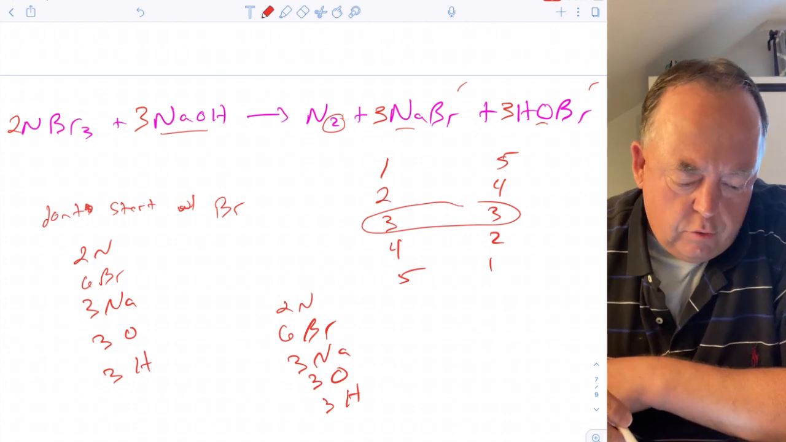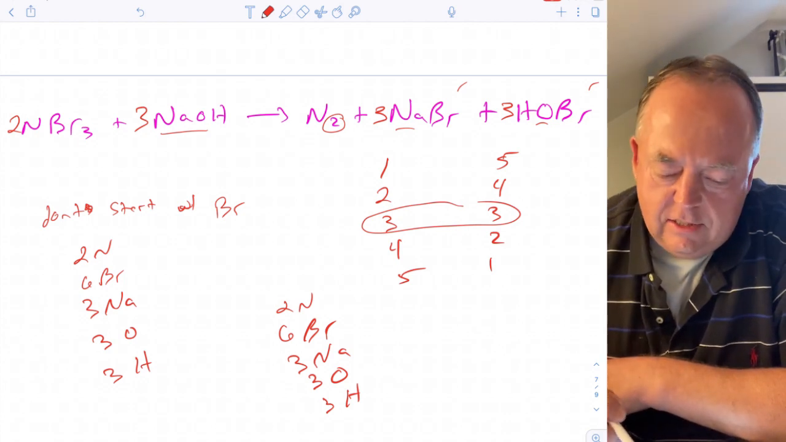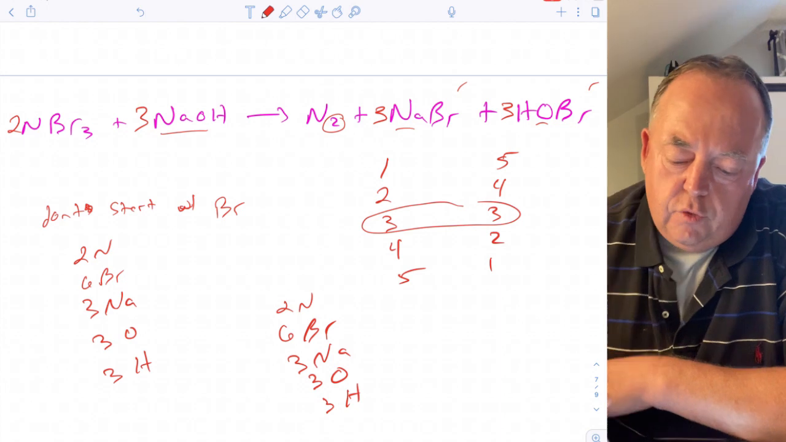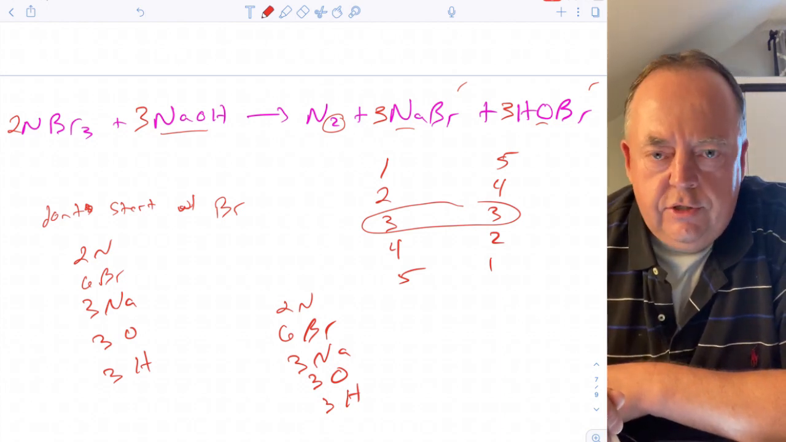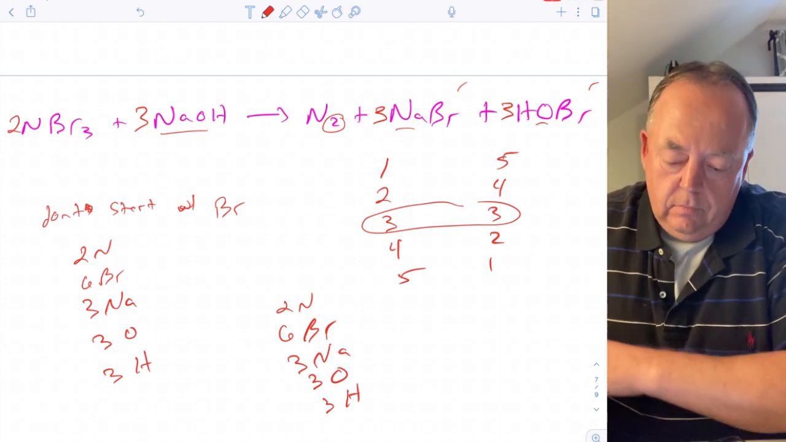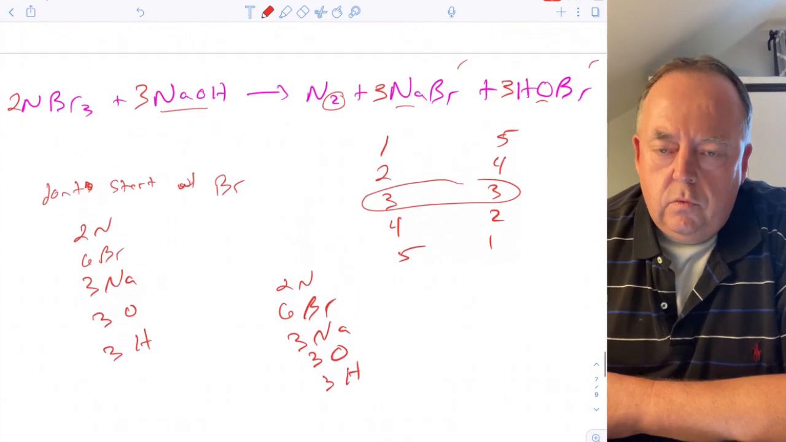2 NBr3s react with 3 NaOHs to make 1 N2 molecule, 3 NaBrs, and 3 HOBr molecules. Okay, hopefully that made sense. We will stop there.